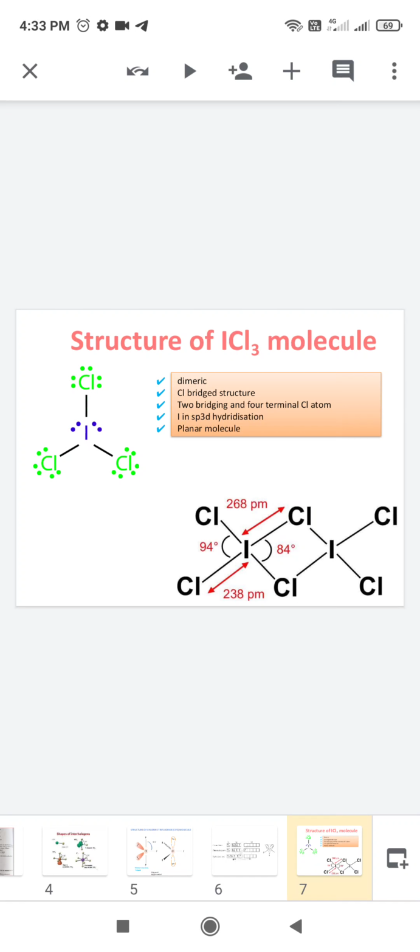See, the bond length between I and Cl in the bridged bond is found to be 268 picometers, whereas in the terminal position the bond length of the ICl bond is found to be 238 picometers. And see the bond angle between iodine and chlorine in the bridged one, it is only 84 degrees, whereas in the terminal position it is found to be 94 degrees.